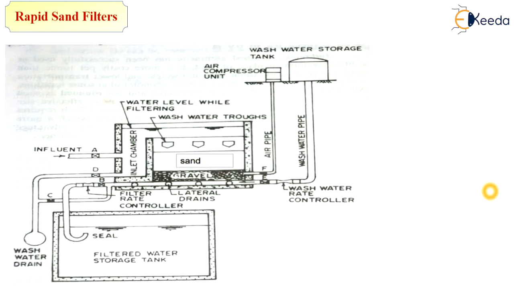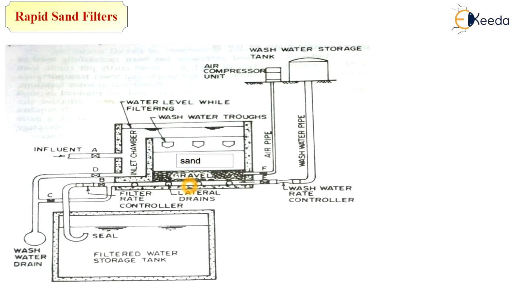What is a rapid sand filter? This is the diagrammatic representation of a rapid sand filter. As you can see, this is the inlet. Raw water comes from this inlet and passes through this chamber. Then there is a filter media in the form of gravels and sand. Water percolates or trickles through this filter media, and treated water comes to this underdrainage system.